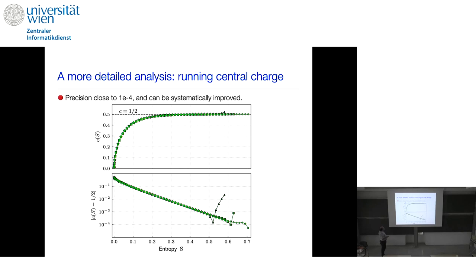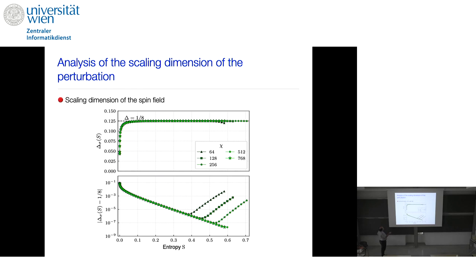And then what we can also do is measure the scaling dimension of the field which actually introduces the perturbation. That's basically measuring the longitudinal magnetization as a function of the entropy, and then taking the corresponding logarithmic derivative with respect to the entropy. This curve shoots up and then converges to the expected value of 1/8. And again, if you plot the difference, here you get very precise. The largest system size is now going below 10 to the minus 7. So I think this is extremely precise for a scaling dimension using iMPS.